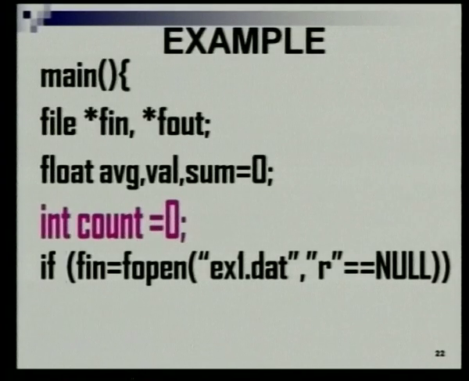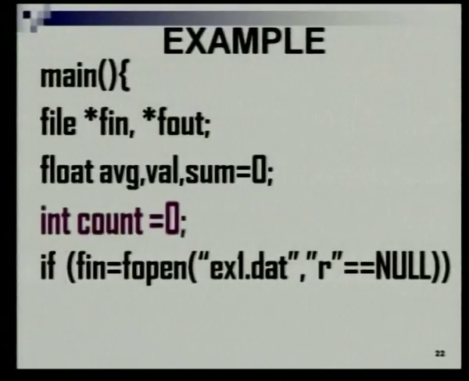Count is initialized to 0, count is nothing but the number of numerals that you are going to add, the number of digits you are going to add, because if you have to compute the average you need to know both the sum as well as the number of numbers, number of digits. So, that is the reason you have these many variables.